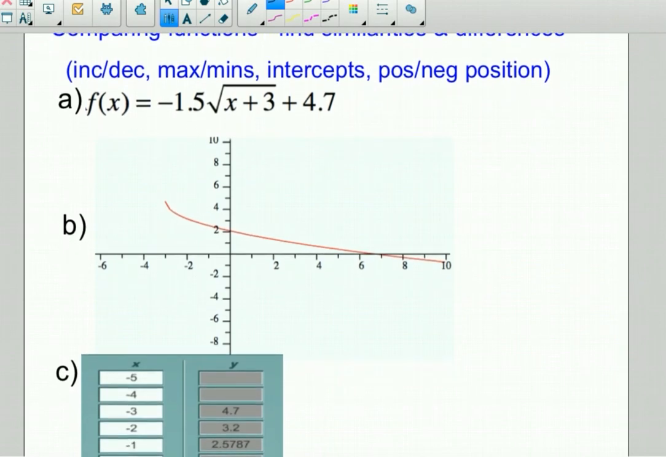We notice that this first one is -1.5, but it's left 3, up 7, right? That would be the vertex of it, and then it's just vertically stretched and reflected over the x-axis. But if you think about it, it's left 3, up 4.7. It resembles this one, it opens down because of the negative, and then it's vertically stretched, which might be harder to tell because it's only 1.5.